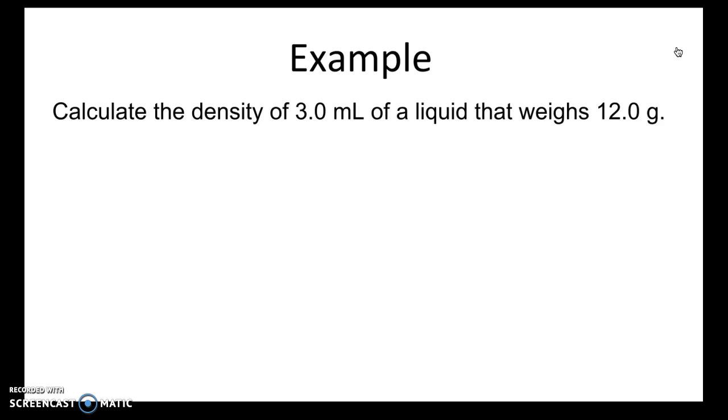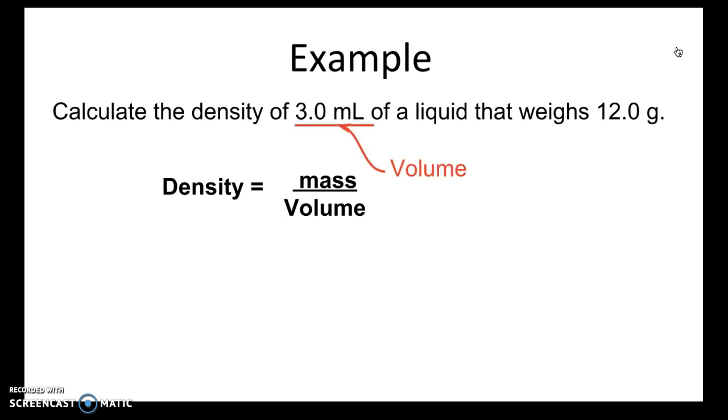One of the first things we should do is rewrite the density equation, because that helps us ground ourselves in terms of what information we need. Now we can analyze the problem and find the information that's given to us. So the 3.0 milliliters is our volume. How did I know that? Milliliters is a unit for volume, and this is where units are super helpful. So when you see milliliters, you know that's volume.